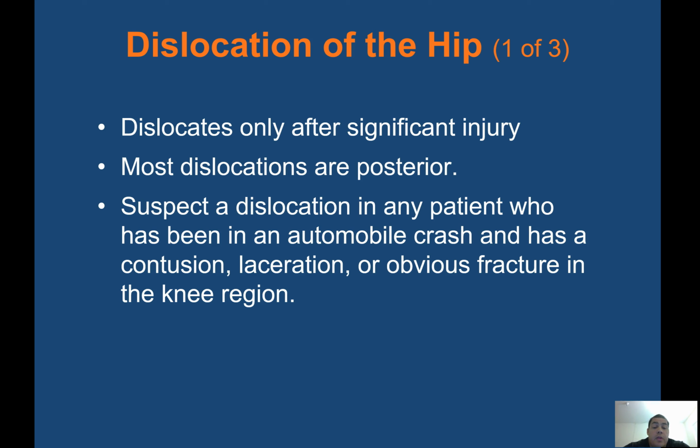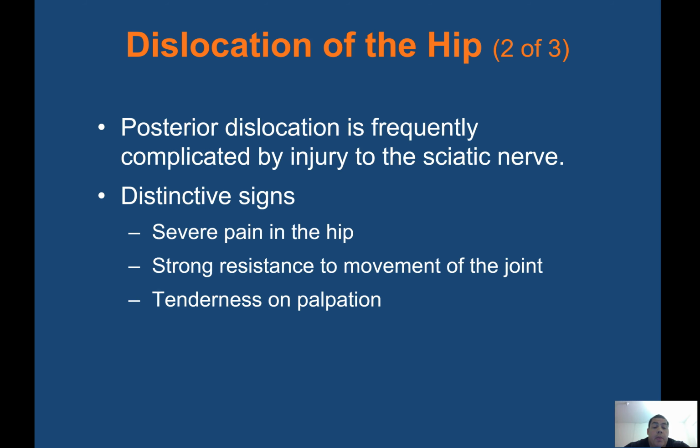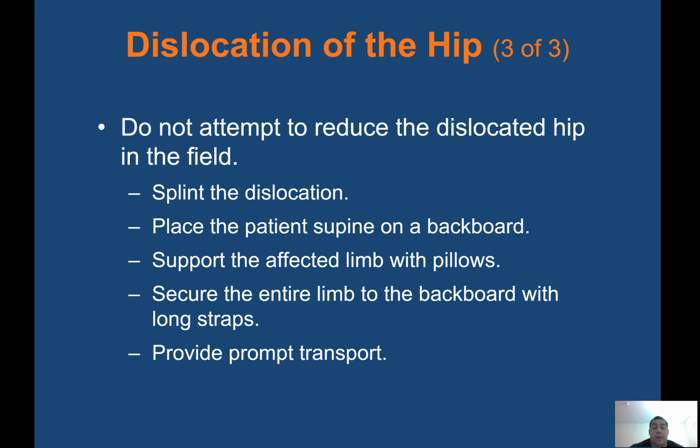Dislocation of the hip occurs only after significant injury. Most dislocations are posterior. Suspect a dislocation in any patient who has been in an automobile crash and has a contusion, laceration, or obvious fracture in the knee region. Posterior dislocation is frequently complicated by injury to the sciatic nerve. Distinctive signs: severe pain in the hip, strong resistance to movement of the joint, tenderness on palpation.